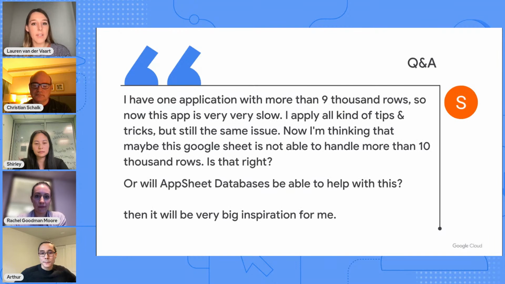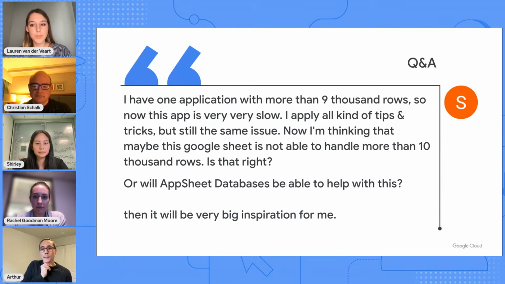All right. I have an application with more than 9,000 rows. So now it's very slow. I apply all kinds of tips and tricks, but still the same issue. Will AppSheet databases be able to help with this? So I think this is kind of going off of that similar question. I don't know if you have anything you want to expand on here. Maybe on the sheet side, we can add something, and then if Shirley wants to add something on the database, she can jump in.